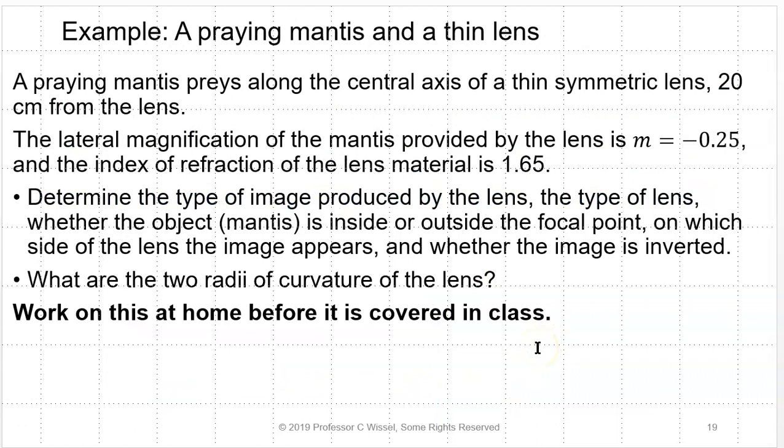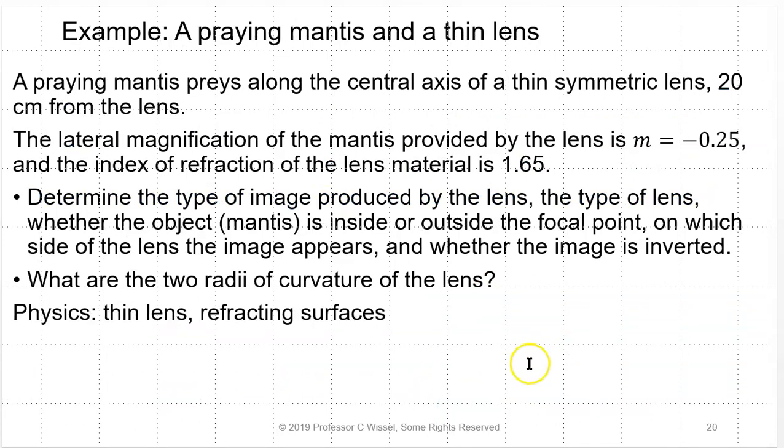Okay, a praying mantis and a thin lens. A praying mantis prays along the central axis of a thin symmetric lens, 20 centimeters from the lens. The lateral magnification of the mantis provided by the lens is m equals minus 0.25. The index of refraction of the lens material is 1.65. Determine the type of image produced by the lens, the type of lens, whether the object, the mantis, is inside or outside the focal point, on which side of the lens the image appears, and whether the image is inverted. And what are the 2 radii of curvature of the lens?